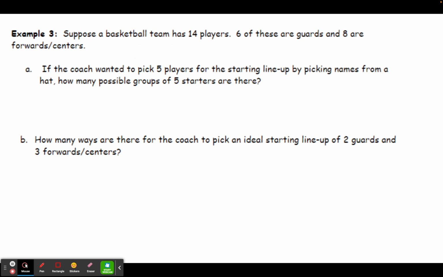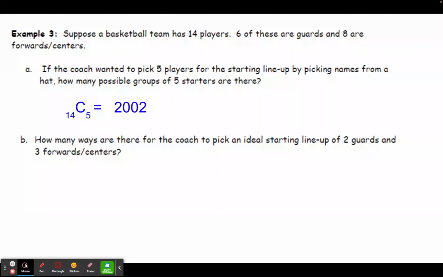In example 3, we have a basketball team with 14 players. 6 are guards and 8 are forwards or centers. If the coach wants to pick 5 players for the starting lineup by picking names from a hat, how many possible groups of 5 starters are there? Here we're assuming that the coach is going to pick 5 players from the total group of 14 without any regard to the position that they would play. So this would be a combination of 14 choose 5, which would be 2,002 different ways.